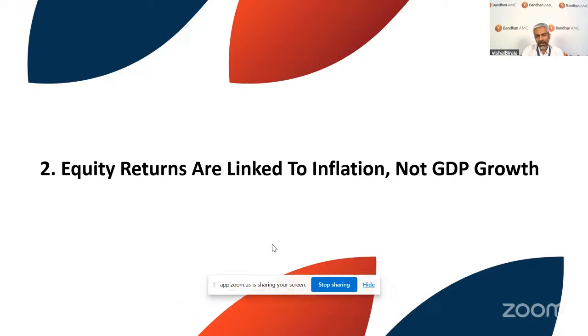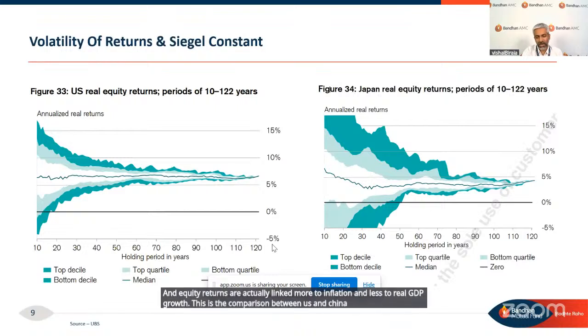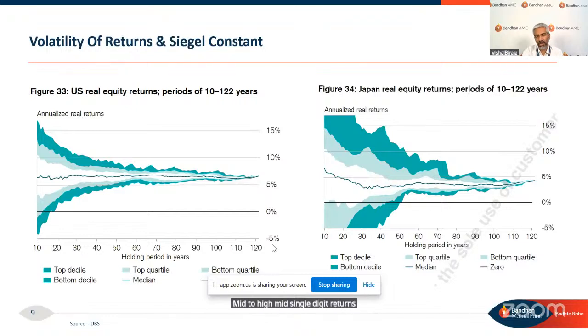And equity returns are actually linked more to inflation and less to real GDP growth. This is the comparison between US and China, US and Japan. Japan has given much lower returns in equities because of lower inflation, whereas US has given mid single digit returns over a very long period of time. And a large part of this is due to inflation.